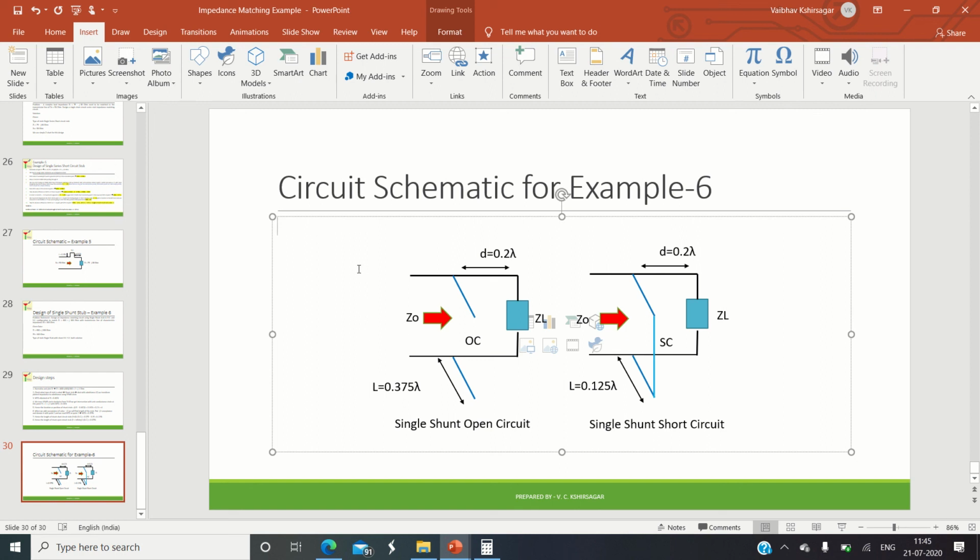Here the characteristic impedance of the transmission line Z0 was 300 ohm, and ZL was 600 plus j300 ohm. So this was the example. We have designed the impedance matching network using a parallel stub to match the complex load impedance 600 plus j300 ohm with the 300 ohm transmission line, using a parallel or shunt single stub in both configurations, open circuit as well as short circuit.